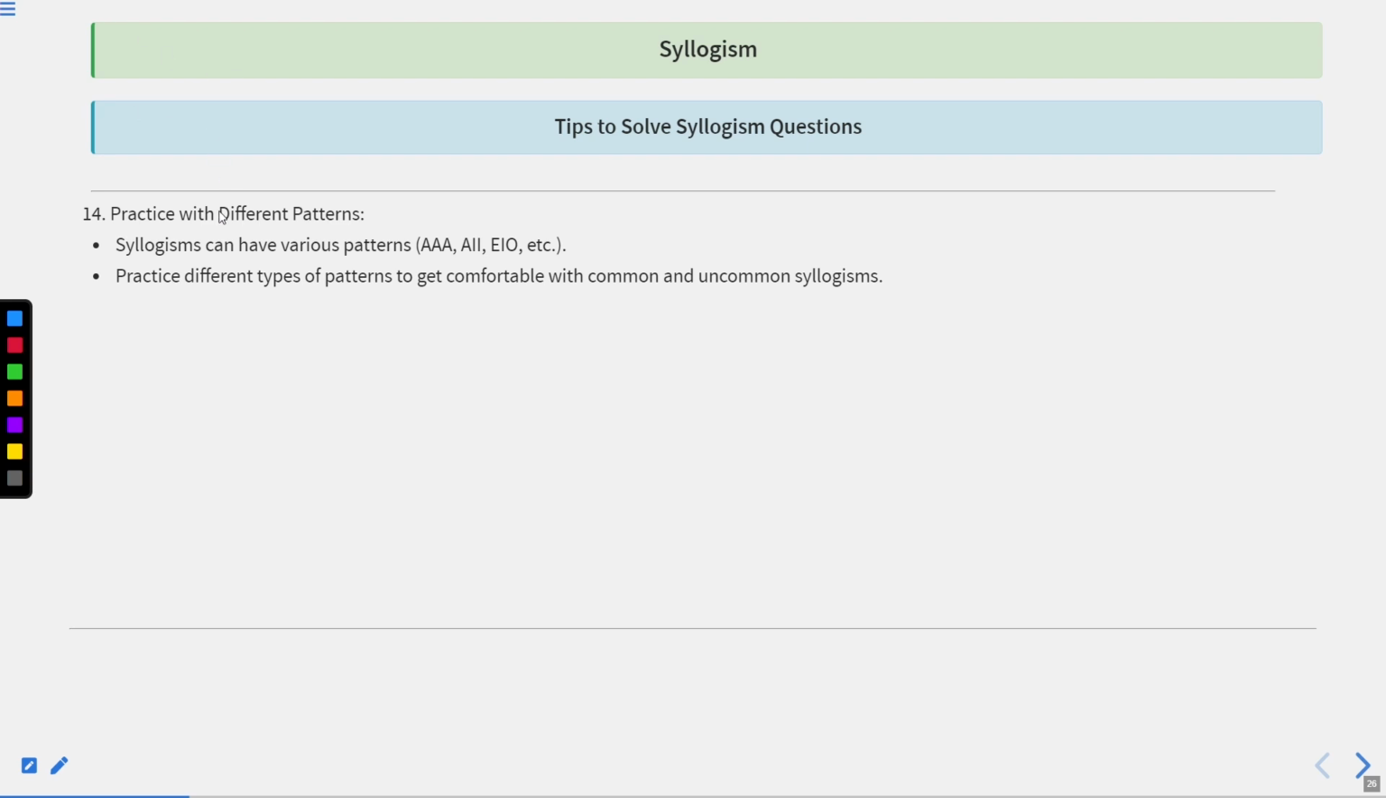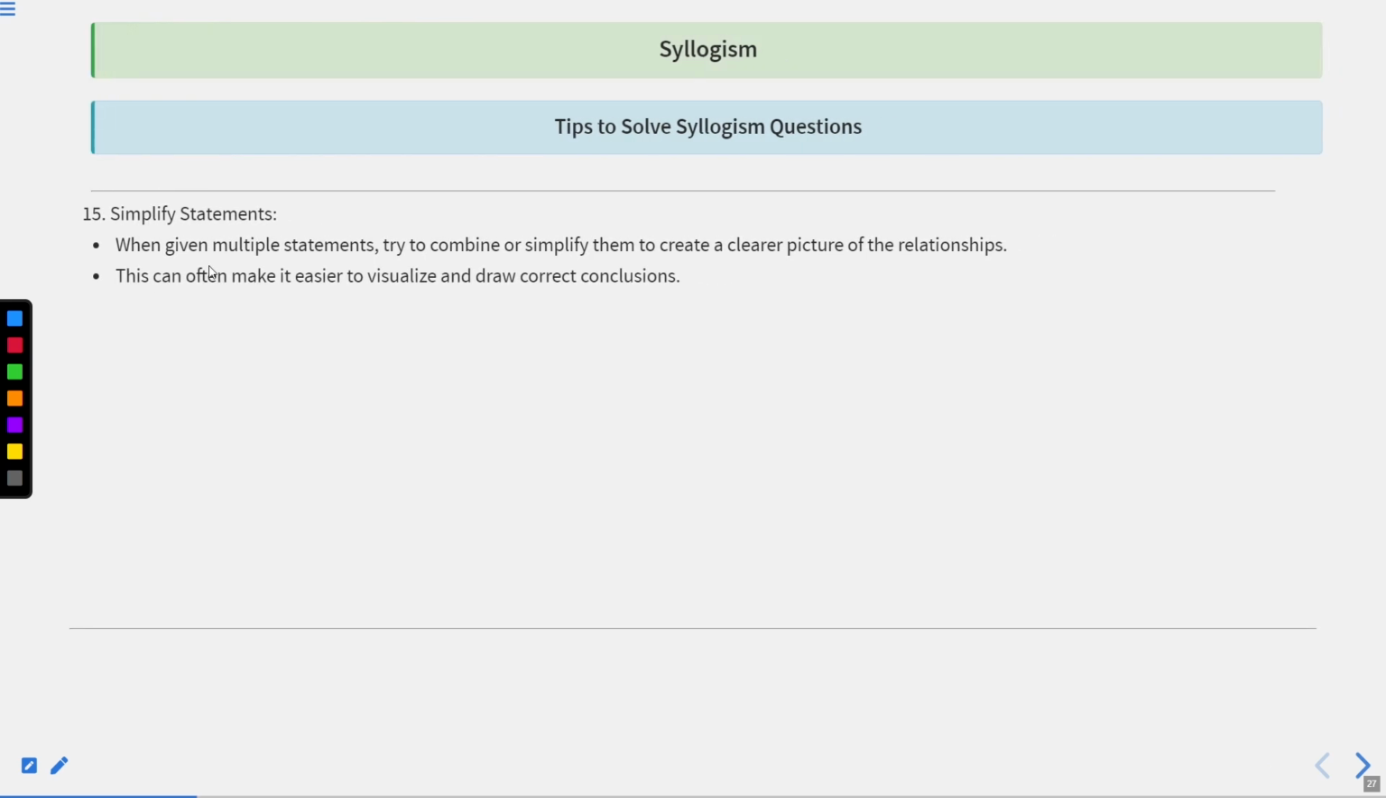Now, practice the different patterns. Different patterns are there: AAA, IA, AII, EIO, etc. If you get comfortable with solving these common and uncommon syllogism patterns, that will not at all matter to you. Okay. So this is either or, all, if any, all, this type of questions will be there.